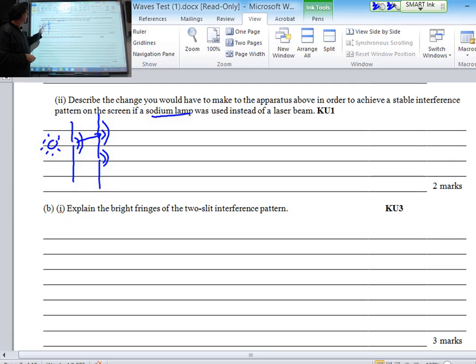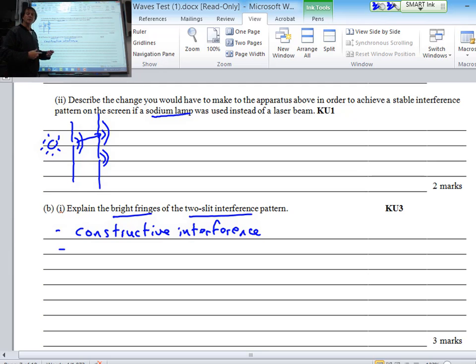Okay? So you place a single slit in between the double slit and the sodium wave source there. Explain the bright fringes of the 2-slit interference pattern that we've seen above there. So the bright fringes are a result of constructive interference, so somewhere point that out. And that's occurring when the path difference between the 2 slits is going to be equal to a whole number of wavelengths, allowing them to arrive in phase, giving you that constructive interference.